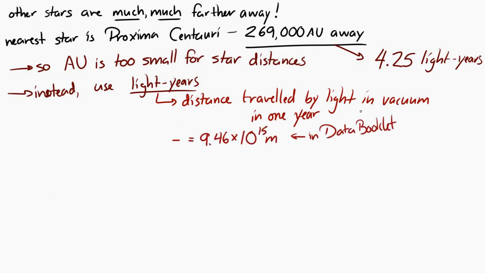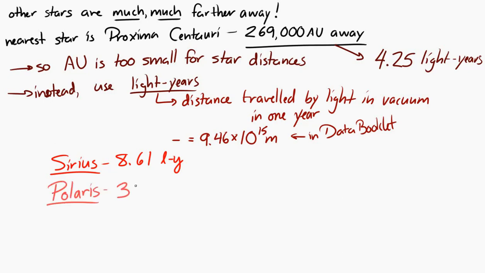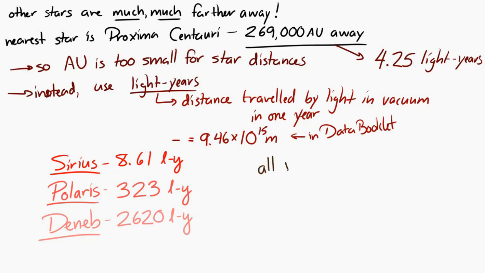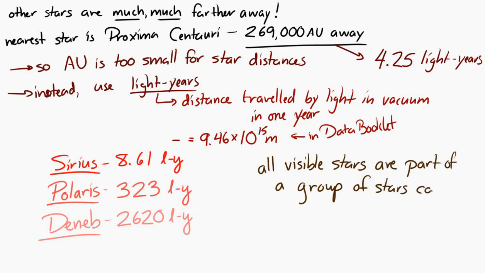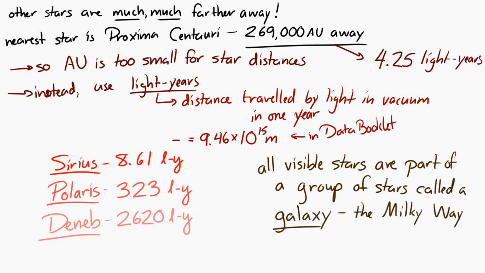The brightest star in our night sky is Sirius. That is 8.61 light years away. Polaris, the North Star, is 323 light years away. Deneb, a bright star that you can often see in the northern hemisphere, is 2,620 light years away. All of the stars that we can see out in the night sky from Earth are in a group of stars called a galaxy. And the galaxy that we are inside of is called the Milky Way.